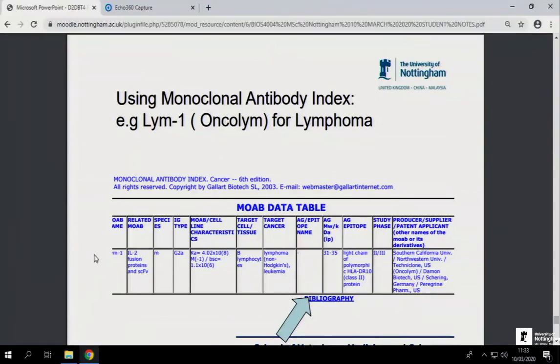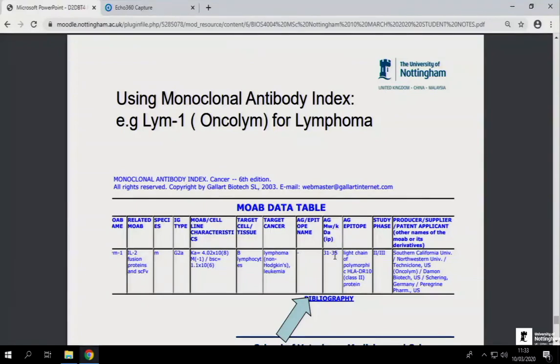Along here, you just go on the table, and it says LIM-1. That's what it is. It tells you what it's related to. It's related to these ones. The species is a mouse. The type of antibody is an IgG2A. That's its characteristics. The target cell is a B lymphocyte. The target cancer is lymphoma.